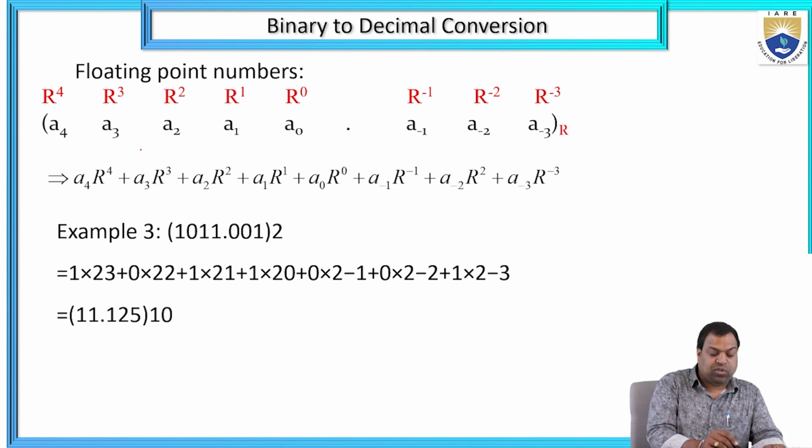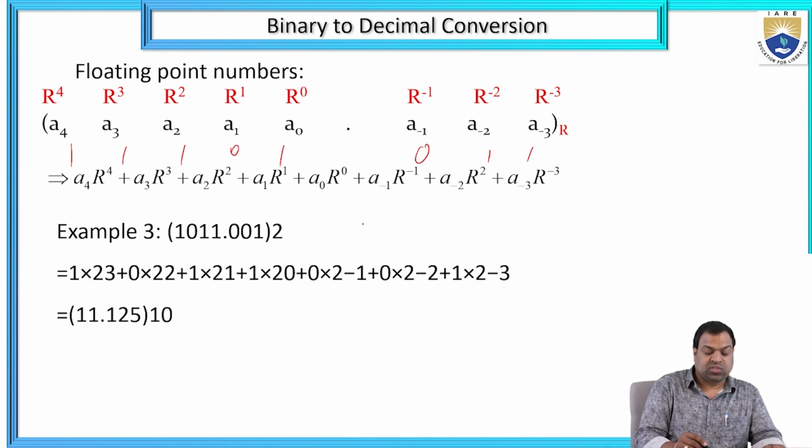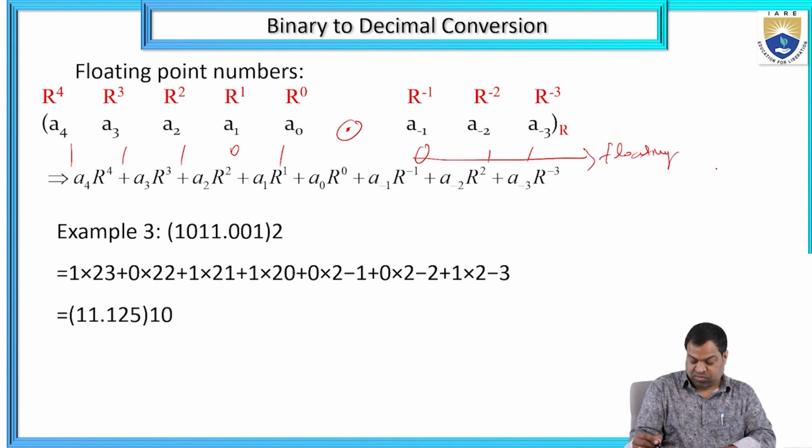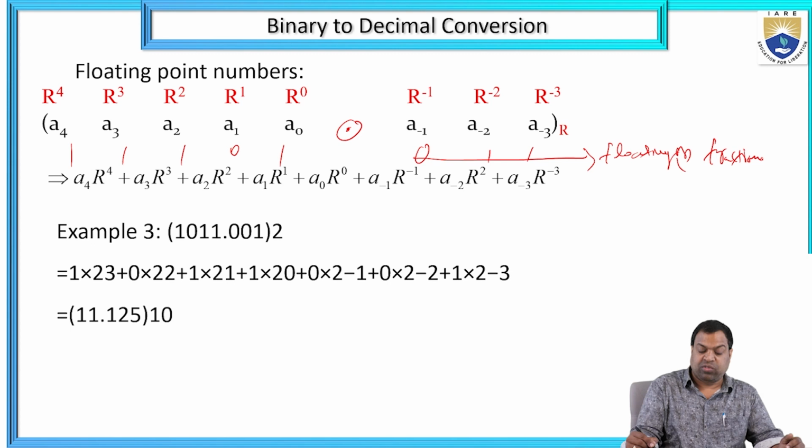Suppose I have A4, A3, A2, A1 like this, for example 1101.011. So it is the A0, meaning R0 position, R1, R2, R3, R4. After the dot, after the full stop, we are taking the floating or fractional values. These fractional values I am taking as R power minus 1, R power minus 2, R power minus 3. So here A minus 1, A minus 2, A minus 3. Minus 1 means fractional values are there. So we are going for the minus powers.